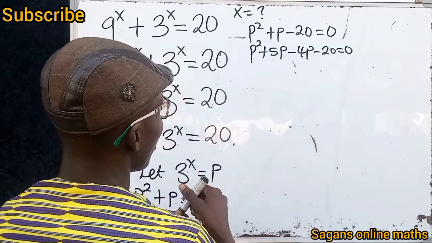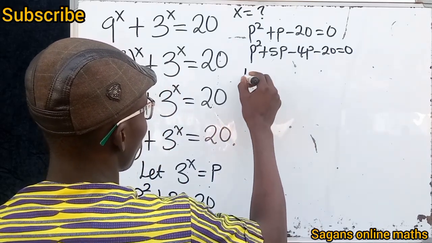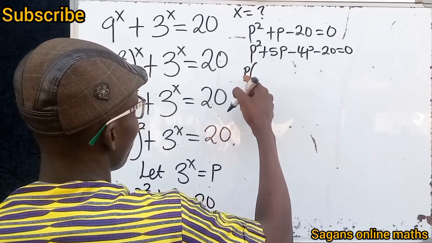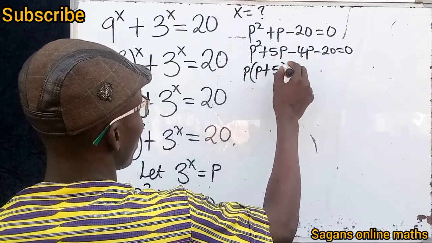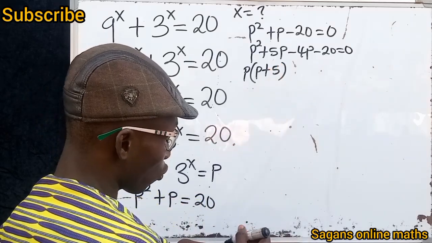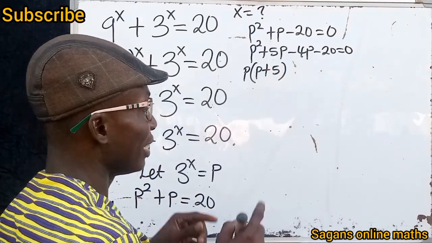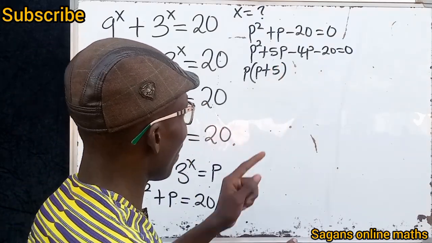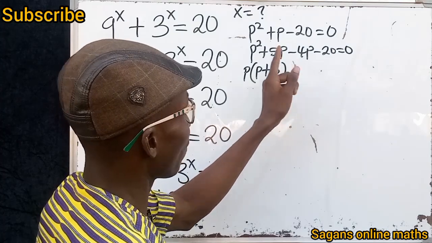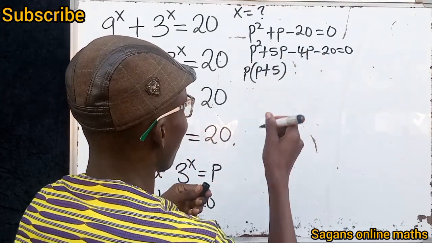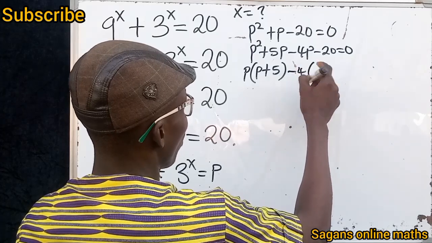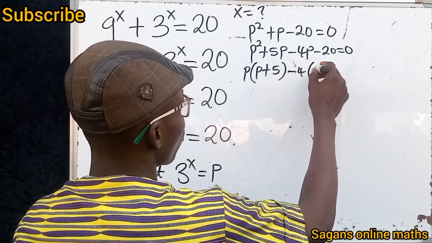Now from here, what is common? Consider p is common. p squared divided by p will give us p, then 5p divided by p will give us plus 5. What is common here is minus 4. Why is it that minus 4 is common? The reason is that minus 4 can divide itself without remainder, and minus 4 can also go into minus 20 without remainder. So minus 4 is common. Minus 4p divided by minus 4 will give us p.